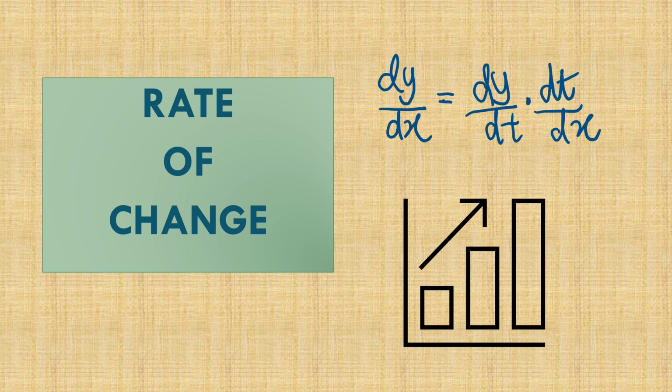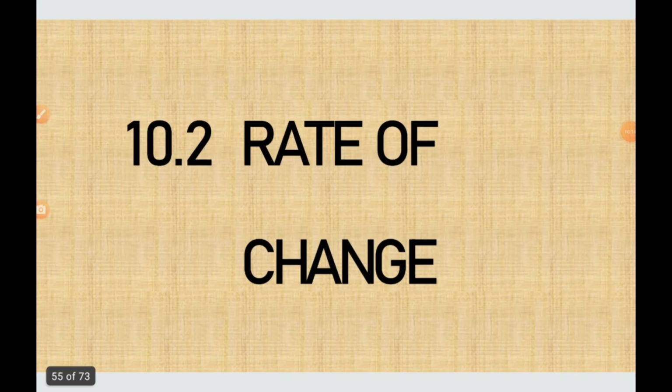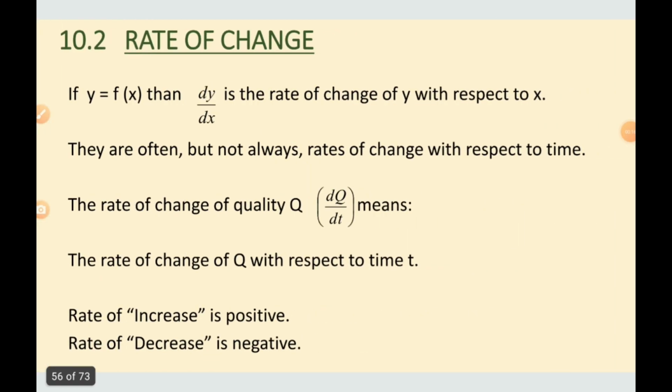Rate of change. 10.2, Rate of change. If y equals f(x), then dy/dx is the rate of change of y with respect to t. When you are talking about rate of change, usually it will refer to the derivative with respect to time. The rate of change of quantity q, dq/dt, means the rate of change of q with respect to time t. The rate of increase is positive and the rate of decrease is negative.